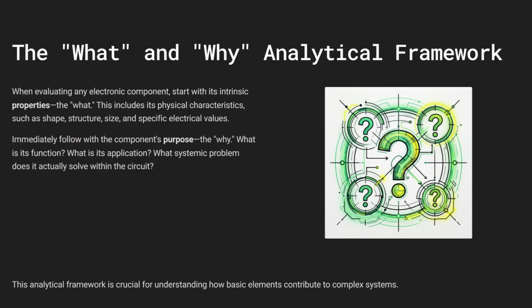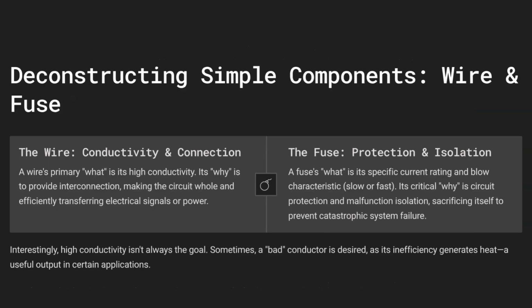When you're looking at any electronic component, you start with the what. The what, yes. So properties, physical characteristics, shape, size, electrical value, all of that. And then you have to immediately ask the why. Immediately. What's its function, its application? I mean, what systemic problem is it actually solving? The sources we have use really simple components to lock this mindset in. Like a piece of wire. Exactly. Take a wire. Its primary, what's its conductivity?